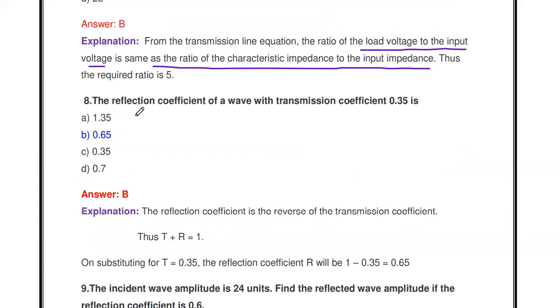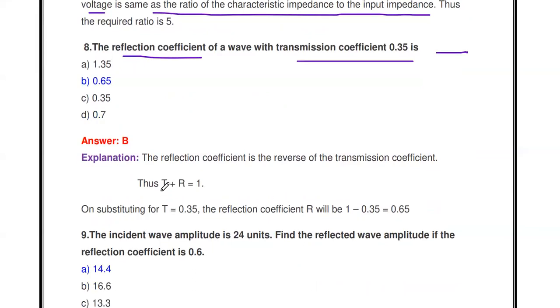The next thing, the reflection coefficient of a wave with transmission coefficient 0.35 is dash. Okay, so here the transmission coefficient is given. The question is that we have to find the reflection coefficient. So the reflection coefficient and the transmission coefficient are inverse. The addition of the reflection coefficient and the transmission coefficient value is always 1.